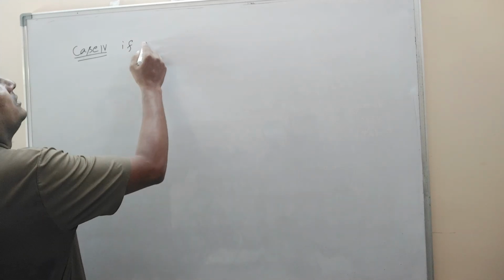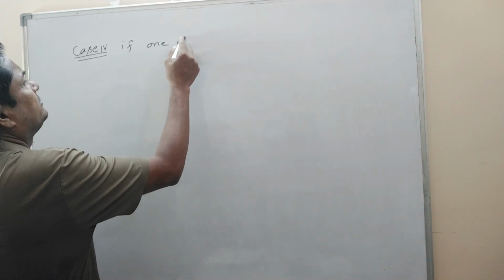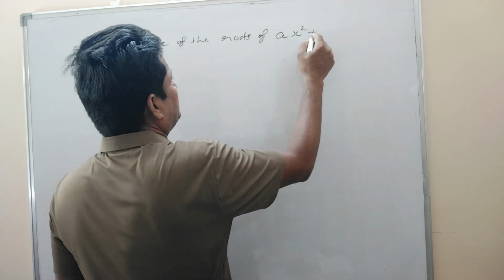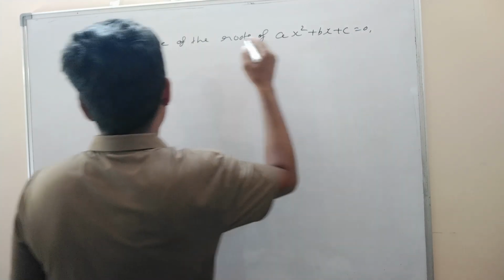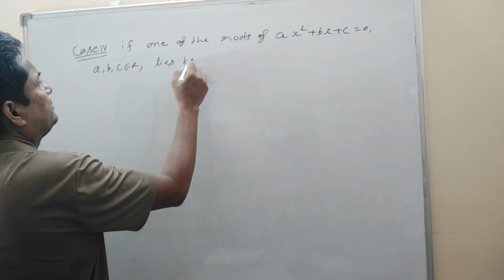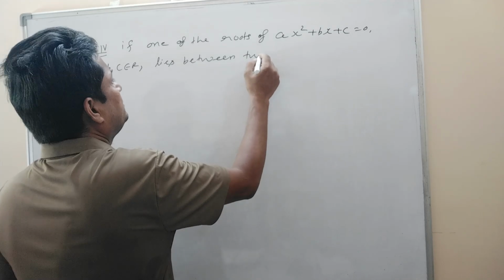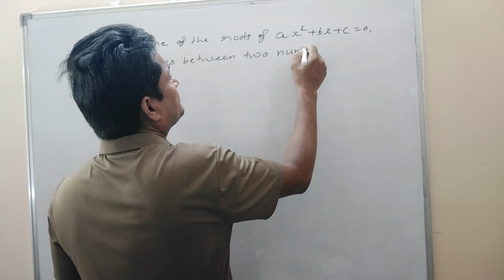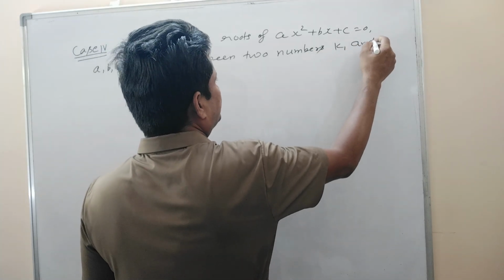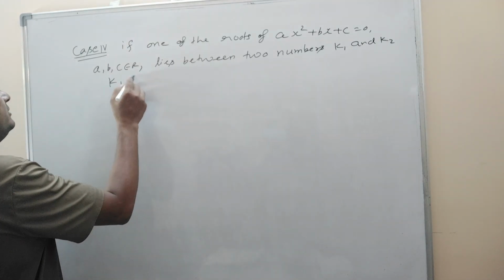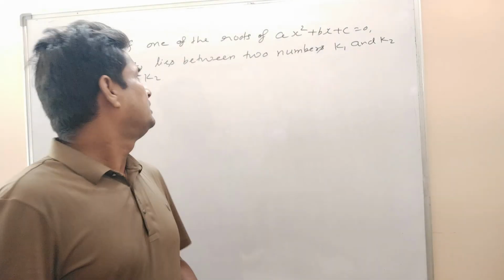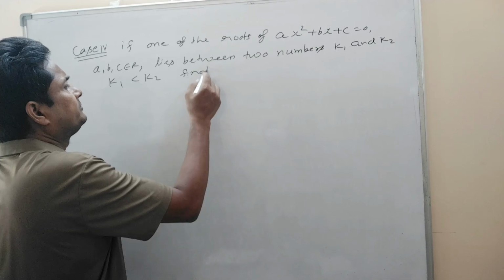If one of the roots of ax square plus bx plus c is equal to 0, a, b, c belongs to real numbers, lies between two numbers K1 and K2, K1 is less than K2, K1, K2 are real numbers, then find conditions.